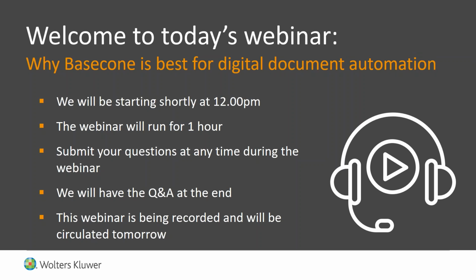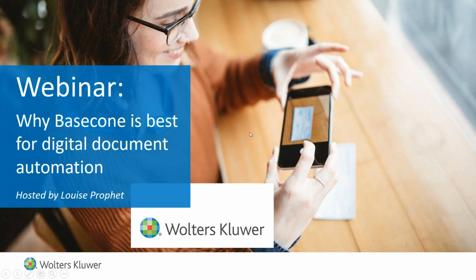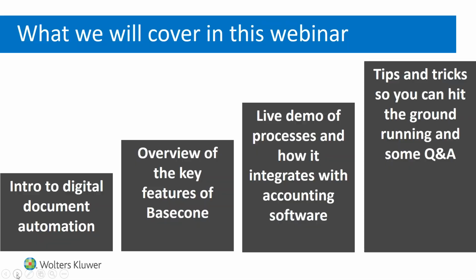So moving on then with the presentation. Sorry, slight glitch. Hopefully we won't have any more glitches as we walk through this. So we're going to cover off today why Basecone is the best for document automation and processing for invoices and expenses. What I'd like to do is a quick introduction to digital document automation using Basecone and other processes. We'll give you an overview of the key features of the Basecone product, and then we'll go into live demonstration of the software and how it integrates with existing accounting solutions.